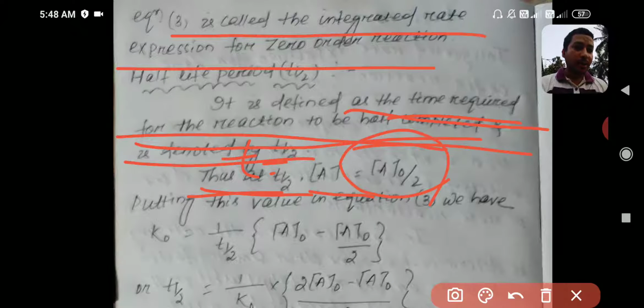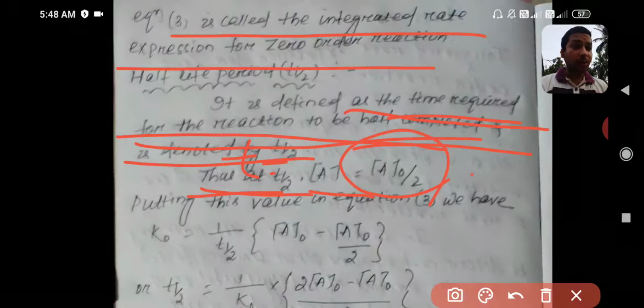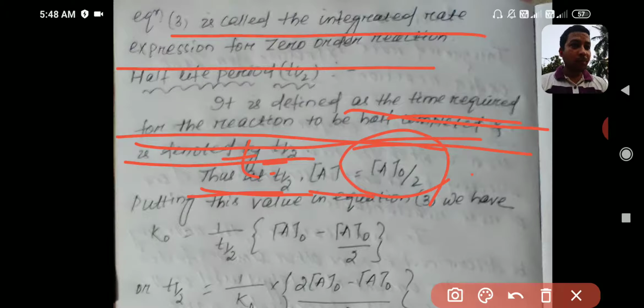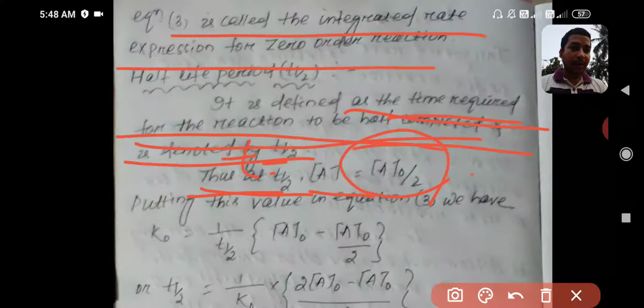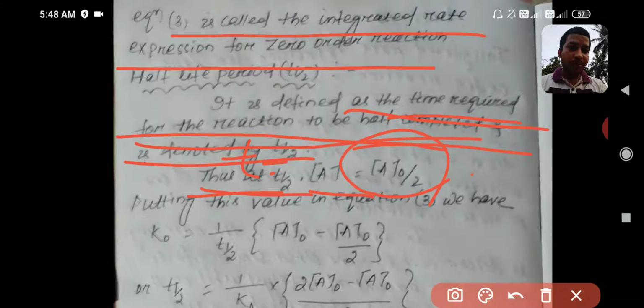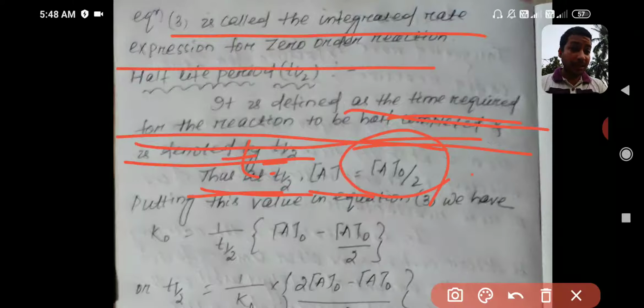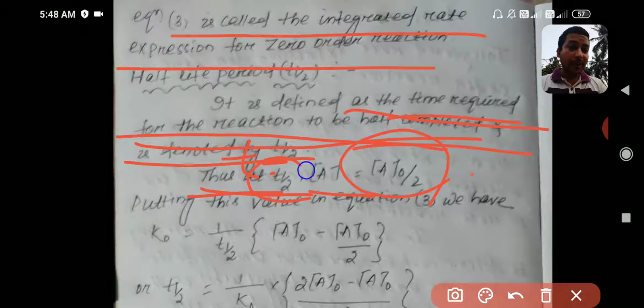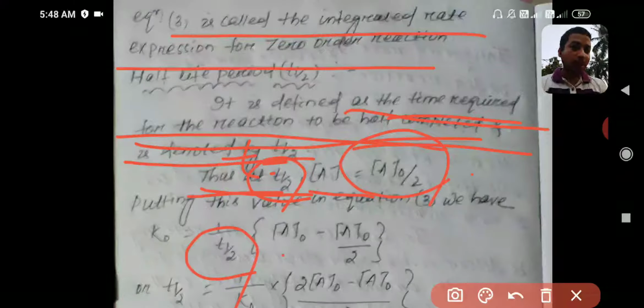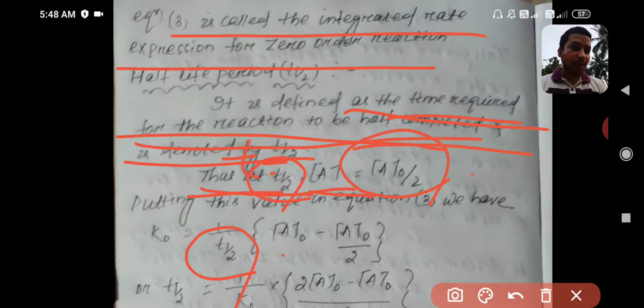Clear? And substituting this value in equation 3, remind the equation 3, k0 is equal to 1 by t into a0 minus a concentration. So we can write it as k0 is equal to 1 by t. In place of 1 by t, we can write 1 by t half, so 1 by t half into a0 minus a. In place of a concentration, we can write a0 by 2.